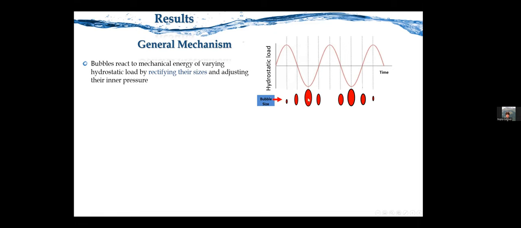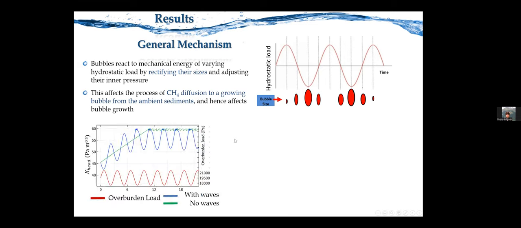You can see the biggest bubble sizes under low hydrostatic load and smaller sizes under the highest hydrostatic load. In addition to changes in bubble pressure, this affects the diffusion of methane to a growing bubble from the ambient sediment. So what are the main processes that affect bubble growth under waves compared to bubble growth under no waves? You can see the evolution.